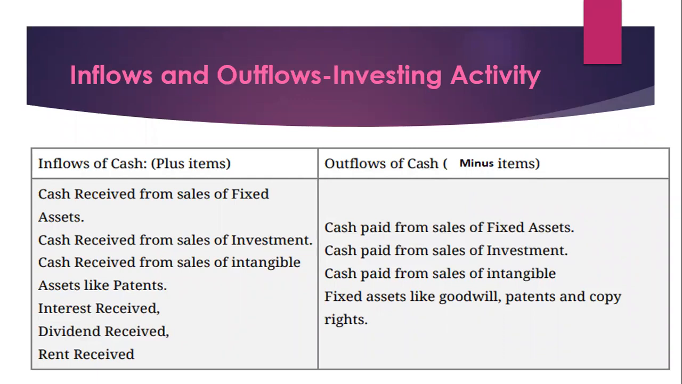Inflows of cash are cash received from sale of fixed assets, cash received from sale of investments, cash received from sale of intangible assets like patents, interest received, dividend received, and rent received. In the same way, outflows of cash, that is minus items, are to be deducted from the statement. That is cash paid for purchase of fixed assets, cash paid for purchase of investments, and cash paid for purchase of intangible assets like goodwill, patents, and copyrights.